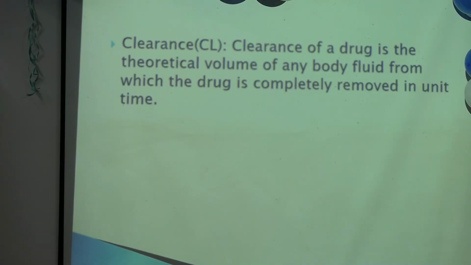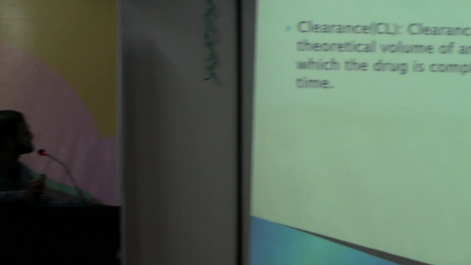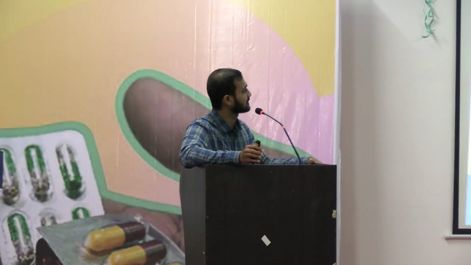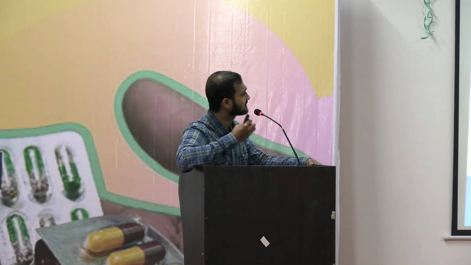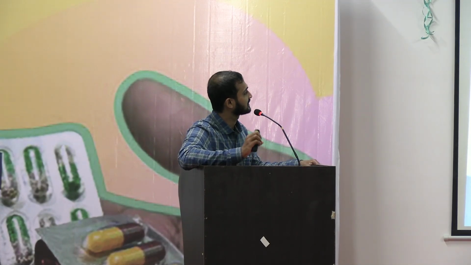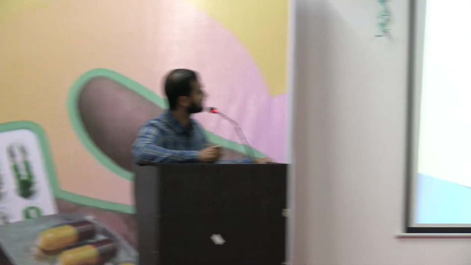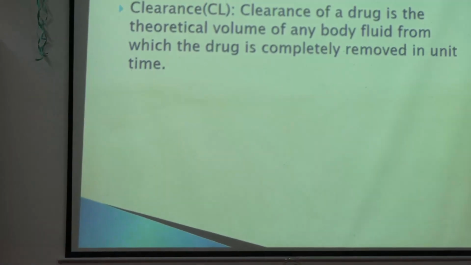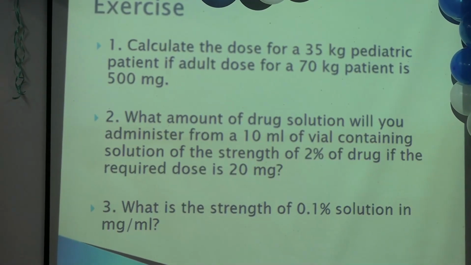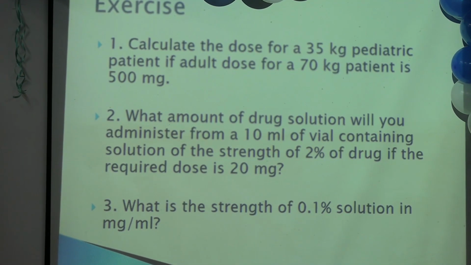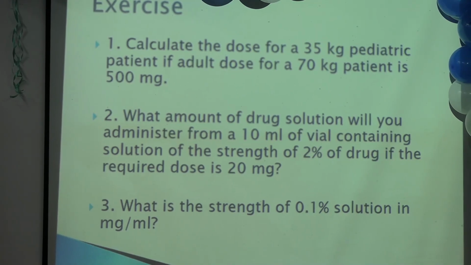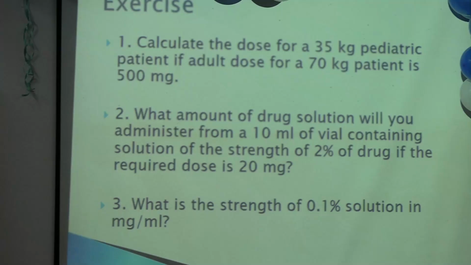So clearance of a drug is the theoretical volume of any body fluid from which the drug is completely removed in a given time. So it is the complete clearance of the drug in the body fluid. Now come the problems. You have written all the formulas, so let us see your maths.